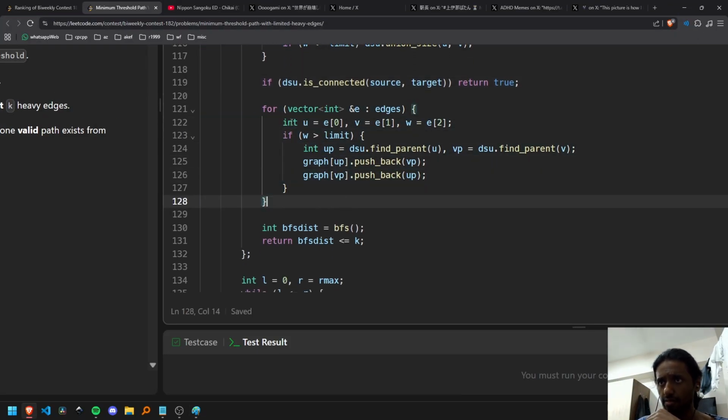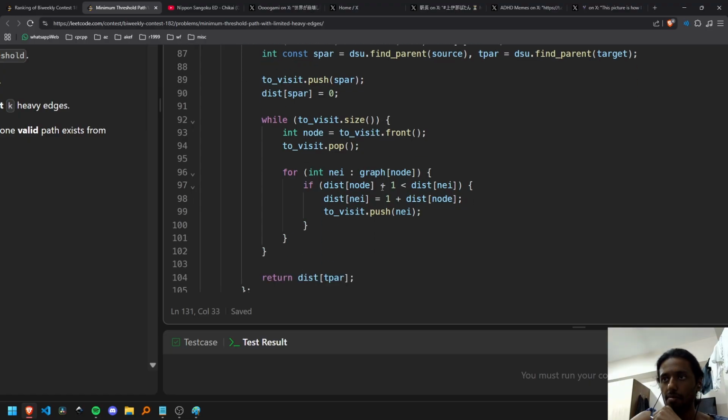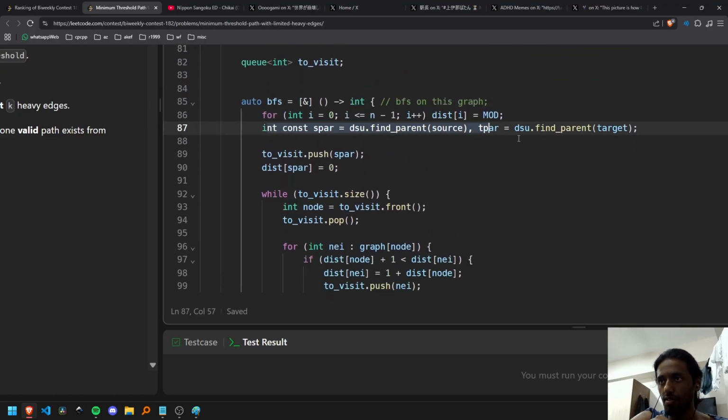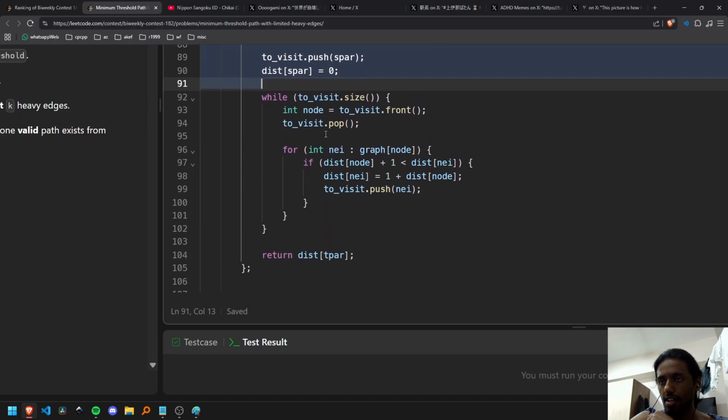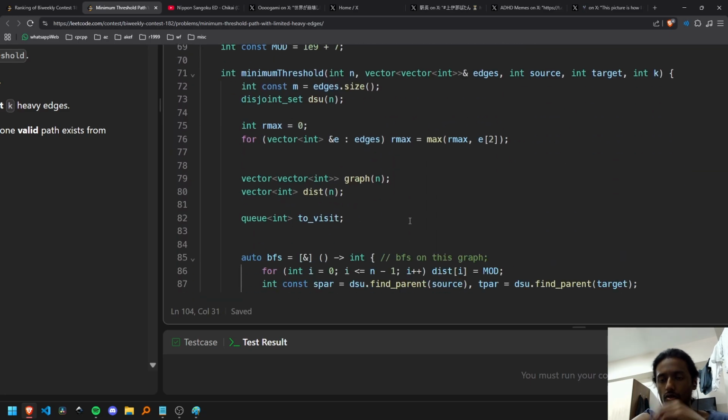Else I'm doing this. If the weight is greater than the limit, then I'm doing this DSU thing where I'm connecting the parents. I'm only connecting the parents of every component in the graph. And then I'm doing this BFS. In the BFS, I'm getting the parent of the source and the parent of the target, and then this is a traditional BFS thing. At the end, I'm returning the distance. So this was my implementation.